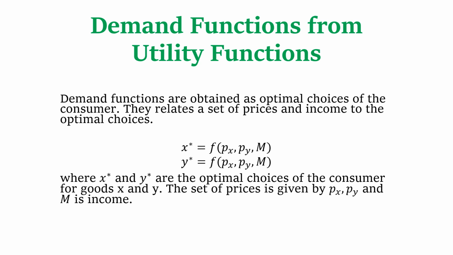Now, the demand functions are obtained as optimal choices of the consumer. Just as I said, you maximize utility subject to the budget constraint. So the resulting values of X and Y that you obtain are referred to as the Marshallian demand functions. Remember, we obtained the optimal consumption bundle for each group before, right? So it's just the same thing. The only difference here is you are going to deal with variables here. And then you do some comparative statics.